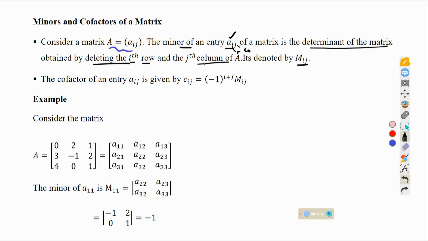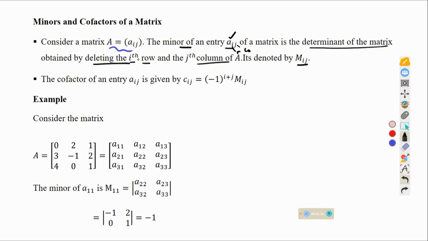It is actually related to how we have been obtaining the determinant of a 3 by 3, whereby we would eliminate the row and the column where an entry was lying. So the same will apply to this. However, this will be done for all the entries within the matrix.